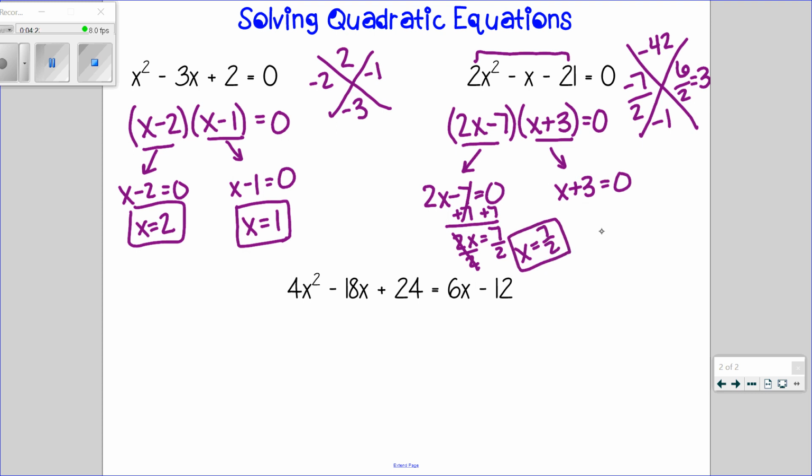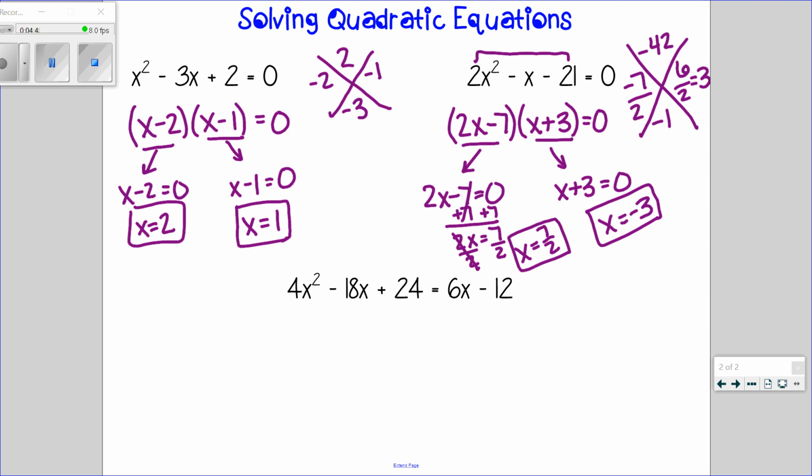And then for the other one, we just subtract 3 and we get x equals -3. So again, you can see that our fractions inside here, it's the exact same thing, only opposite sign. So since I had a -7/2 in my diamond, my answer is a +7/2. Same with my 3, it's a +3, so the answer is -3.